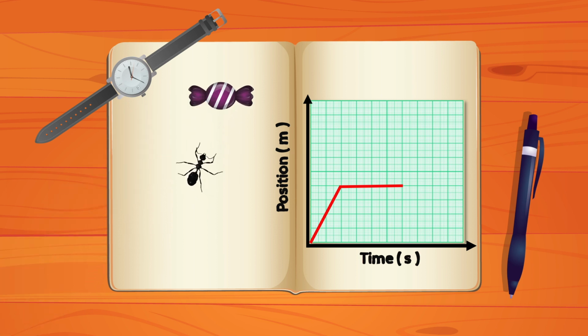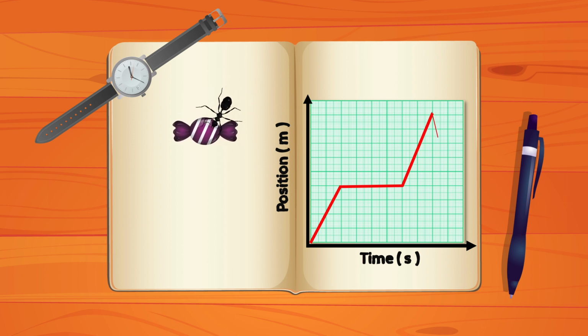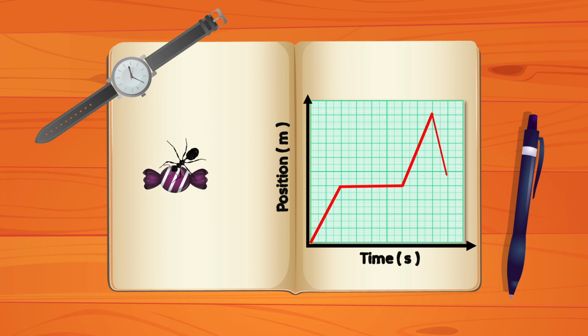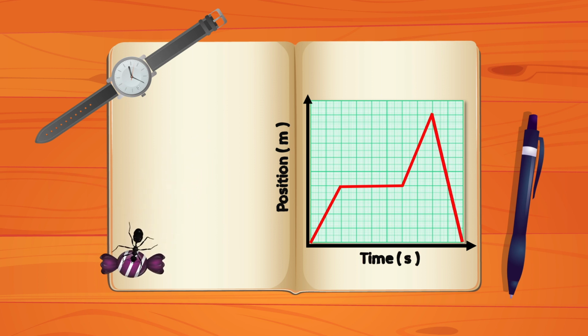The ant starts moving again towards the sweet. If the ant continues its motion after staying still, the change in its position is marked on the graph. Now, if the ant moves back to its original position along with the sweet, the line drops down to 0 on the position axis of the graph. As the ant reaches its final position, the line touches 0 on the position axis.